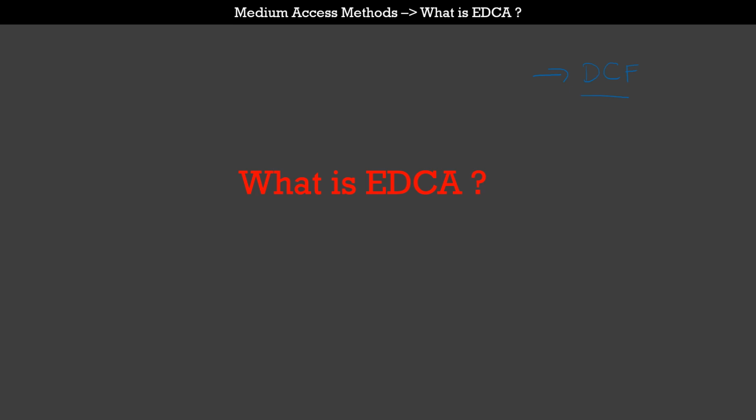EDCA introduces an enhancement, which is an ability for the frames to be assigned an access category. The frames can be grouped into 4 access categories. This can be background, best effort, video, and voice. As you might have guessed, these 4 access categories are used to segregate priority traffic.